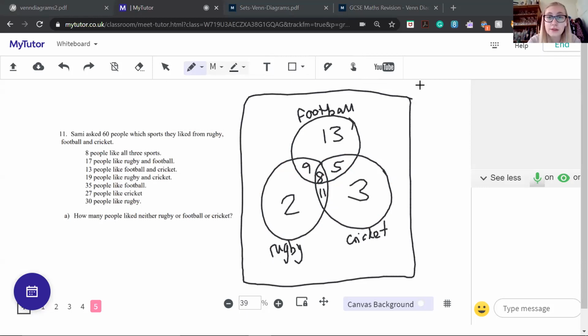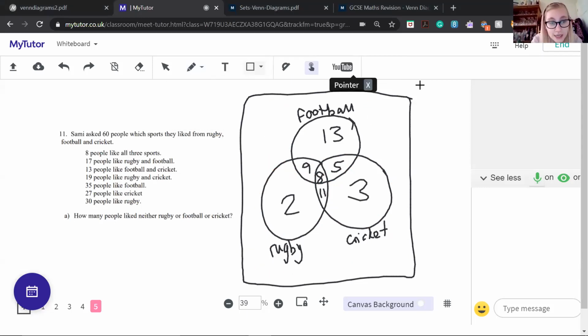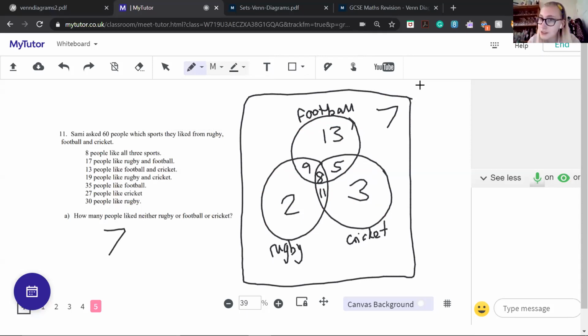So now all that remains is who's on the outside. And this is actually our question: how many people like neither rugby or football or cricket? So there were 60 people asked in total. Let's see how many we've already placed. So we just add all of these numbers together. And that's going to give us 53. I think that's what we're going with. Correct me if I'm wrong. So there are 53 already placed. So the remaining 7, there's nowhere else for them to go. They're the ones on the outside. So the answer to this question is 7. 7 people don't like any of those sports.